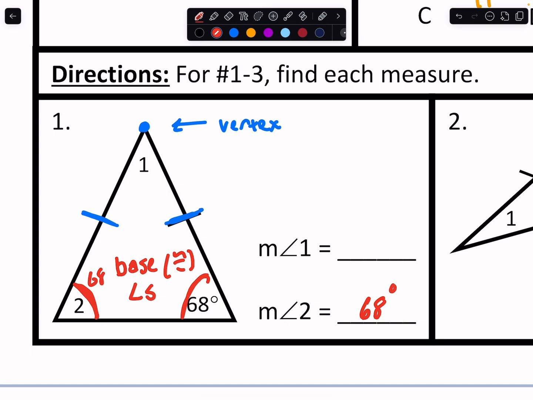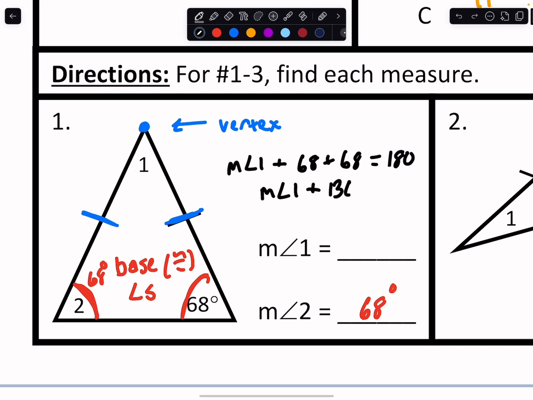Okay, how we find 1 is just knowing that all the angles have to add up to 180. So the measure of angle 1 plus the measure of angle 2, which now we know is 68, plus another 68 is equal to 180. And now we can go and just solve this equation. Let's combine like terms. 68 plus 68 is going to give you 136, if I'm correct. Just making sure. There it is.